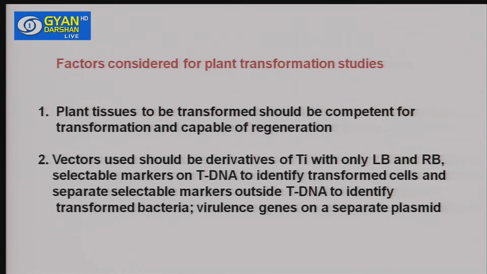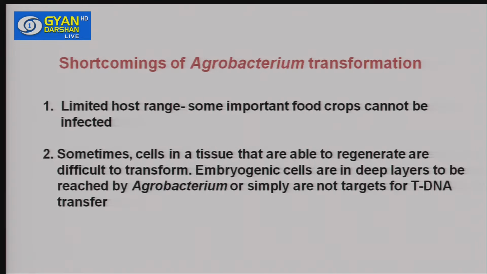What are the important factors that need to be considered? The plant tissue that you are transforming has to be competent. It should be healthy, should not have abnormality, and should not be diseased. Number 2, the vectors should be derivatives of Ti with only left border and right border, and they should have selectable markers because you have to undergo antibiotic selection. They should have an origin of replication like any other vector.